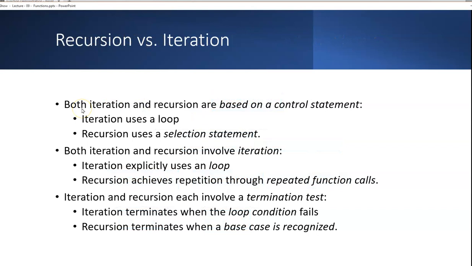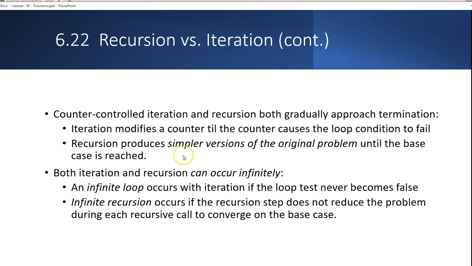Now, both iteration and recursion are based on control statements. Iteration uses a loop. Recursion uses a selection statement. Both iteration and recursion involve repetition of one form or another, with iteration being explicit using a loop. Recursion achieves the repetition through repeated function calls. They are equivalent. They each involve a termination test. Iteration terminates when the loop condition fails, and recursion terminates when the base case is recognized. They are equivalent, and they could be replaced one with the other.